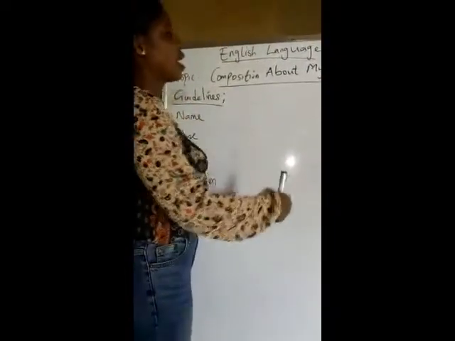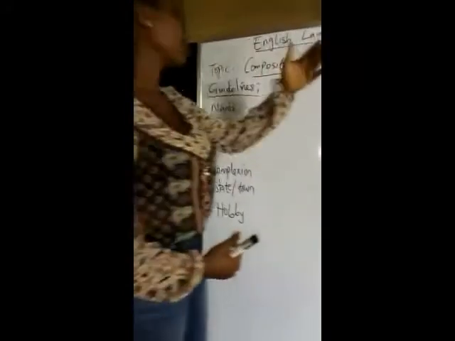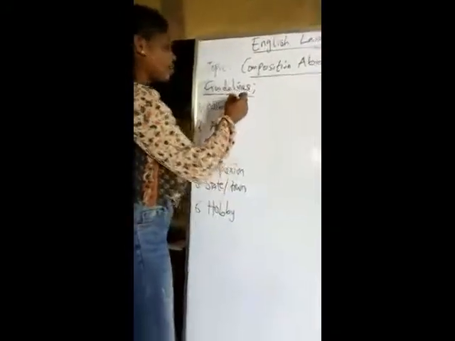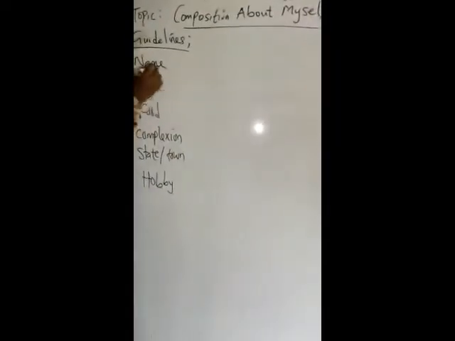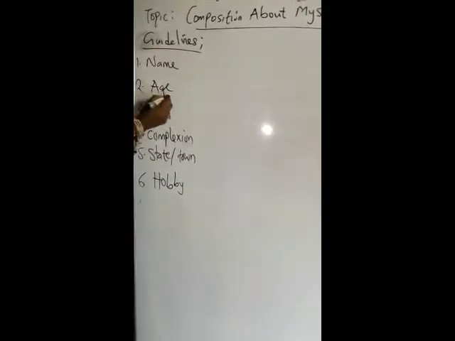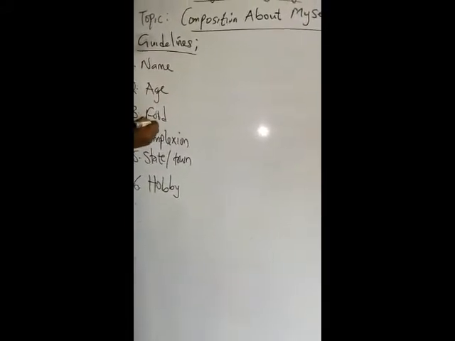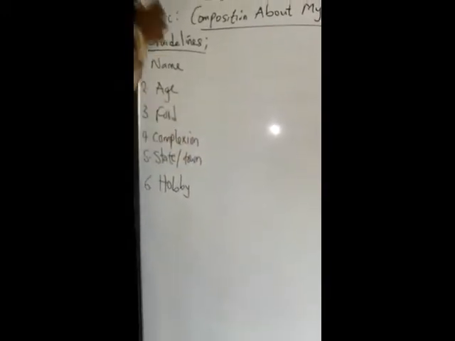Composition about myself. Now let me write a composition about myself. First thing, before I start, there are these guidelines I have to follow, these hints. This name, you must know how to spell. Know how to spell and write. Name, N-A-M-E, name. Age, A-G-E, this is age. Food, F-O-O-D, food. Complexion, complexion tells you how you look.